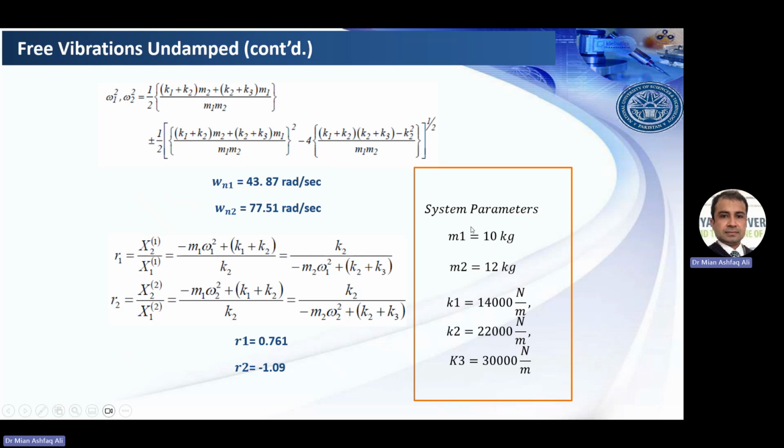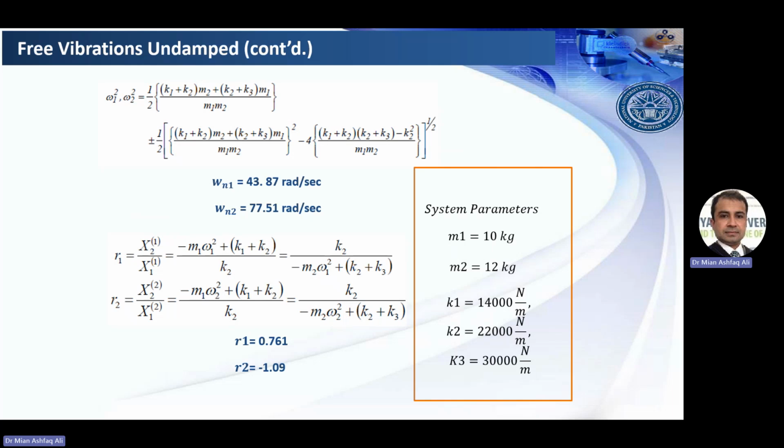So here in this example, I'm using numerical values: M1 10 kg, M2 12 kg, K1, K2, K3. Using those values and those equations, we can easily calculate the two natural frequencies: 47.87 radian per second and the second natural frequency of 77.51 radian per second. Using either value in any equation, we can very easily find R1 and R2, which are the amplitude ratios at the first and second natural frequencies.